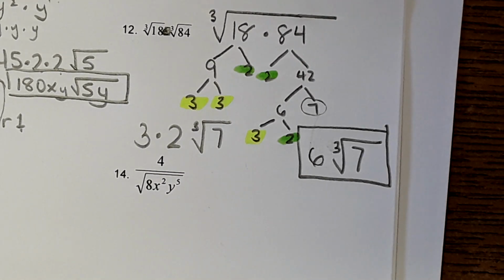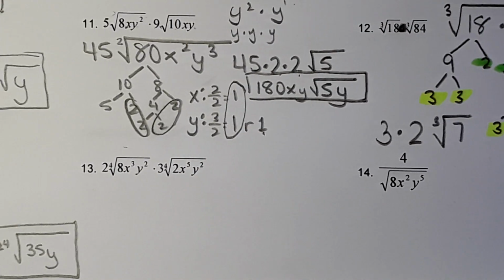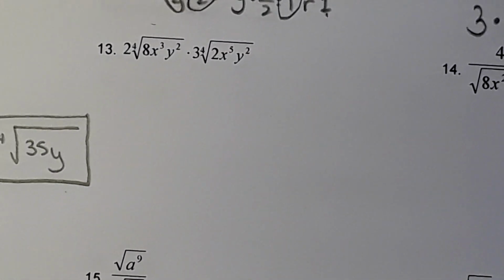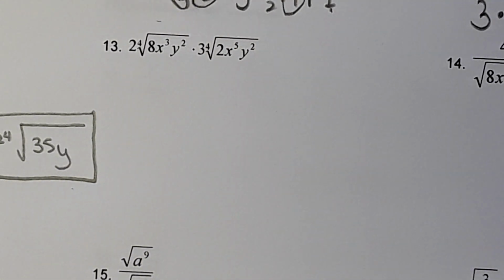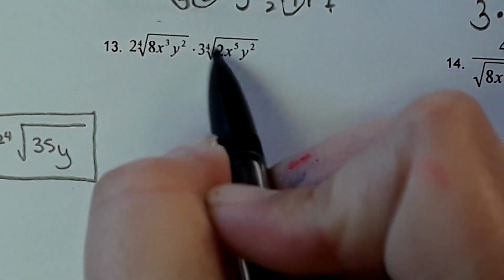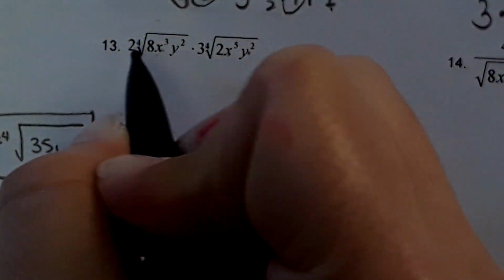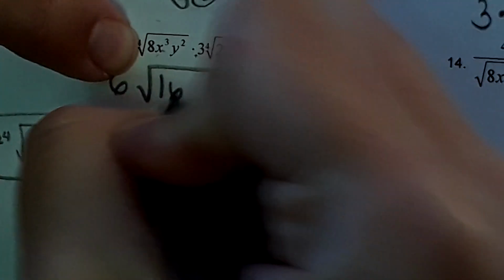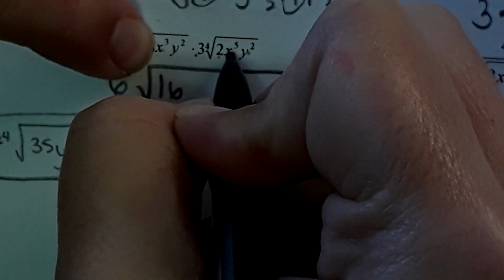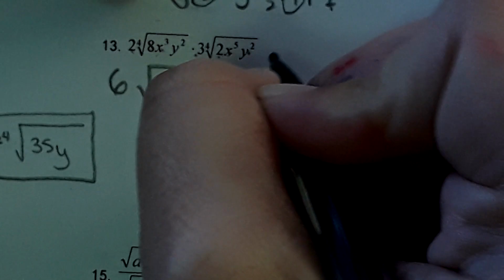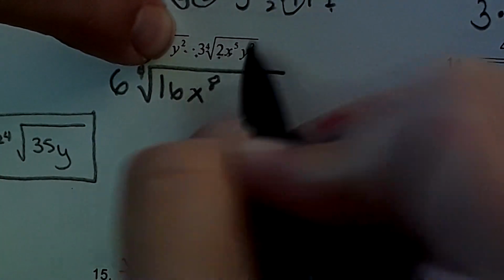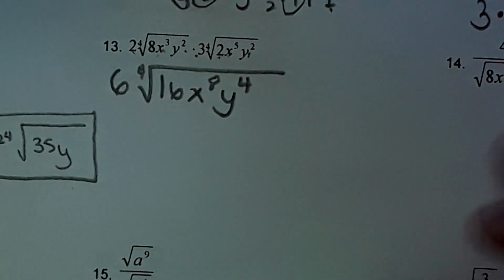Okay, next problem. Over here, number 13. Okay, so we have fourth root here. They're both fourth roots, so I'm going to combine these two. 2 times 3 would be 6. I can put those together. And then inside the house, I'll have 8 times 2 is 16. X to the third times x to the fifth would be x to the 8. And then y to the second times y to the second would be y to the fourth.